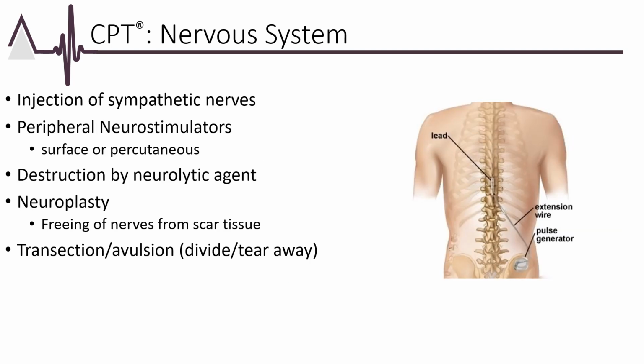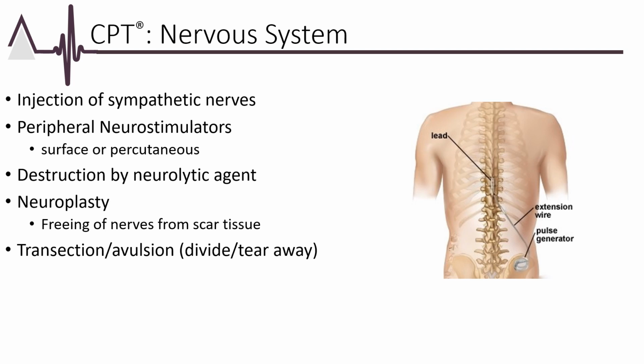Neurostimulators, peripheral nerve, report both simple and complex devices. There is a note at the beginning of this section reminding that initial or subsequent electronic analysis and programming of neurostimulator pulse generators are reported from codes in the medicine section. Destruction by neurolytic agent is divided by somatic and sympathetic nerves.